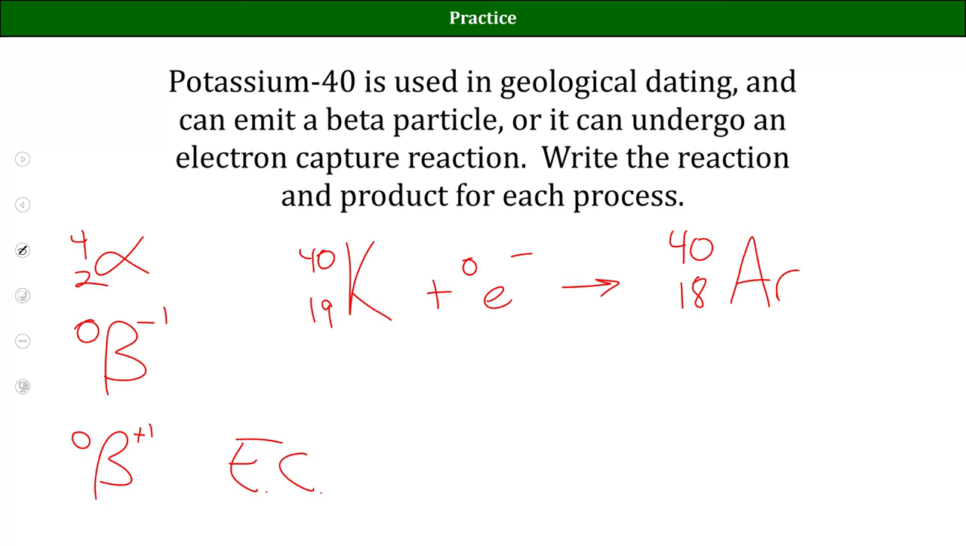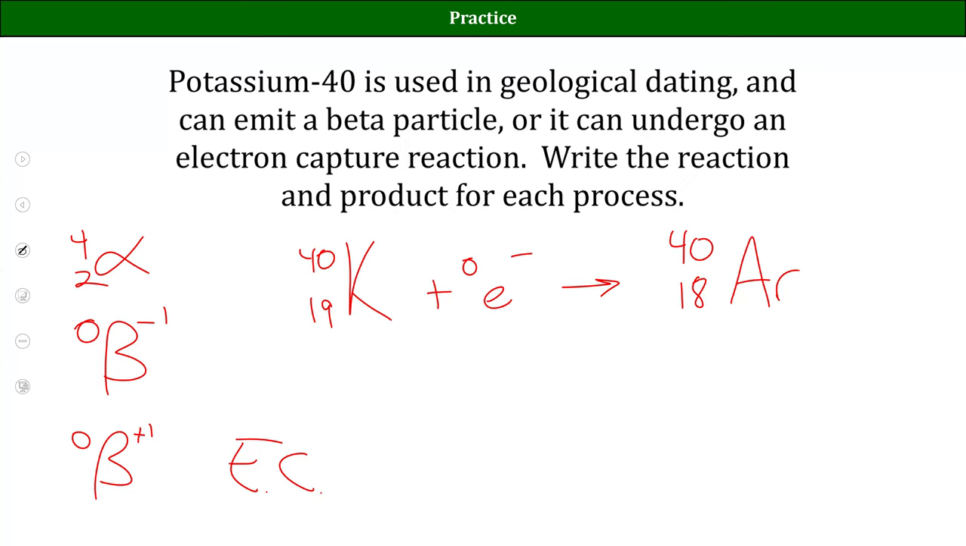Okay, so that's the approach for these problems: I know what I'm starting with, and I know what the other particle is. I have to tell you if it's a beta particle, or an alpha particle, or electron capture. I'm not expecting you to just know this information off the top of your head. I am going to expect that you know what a beta particle is, and that you can complete this process. So it's going to take some practice, but it's mainly just vocab.